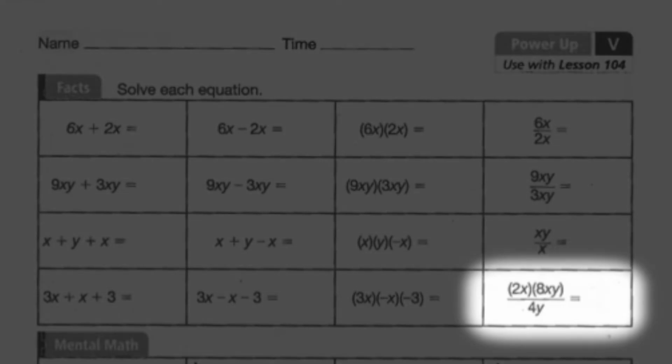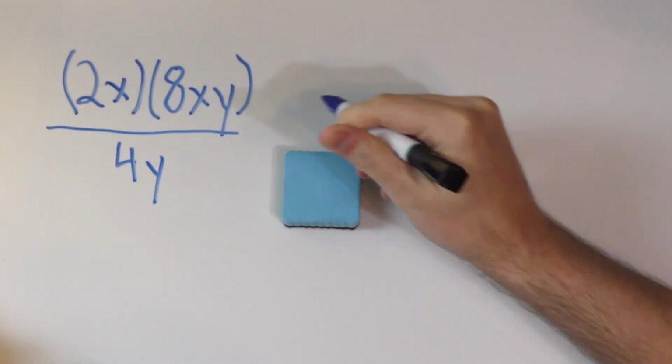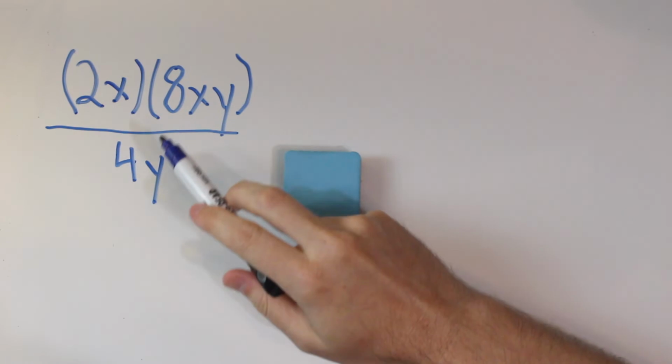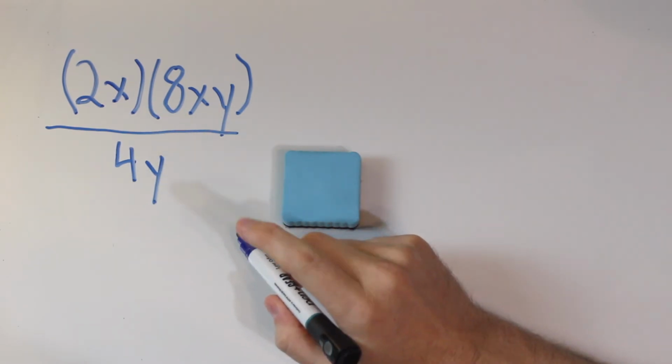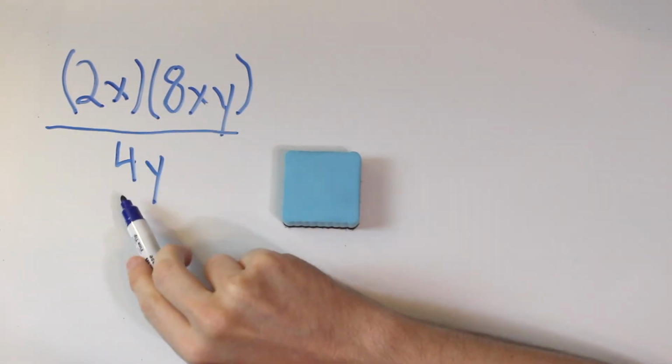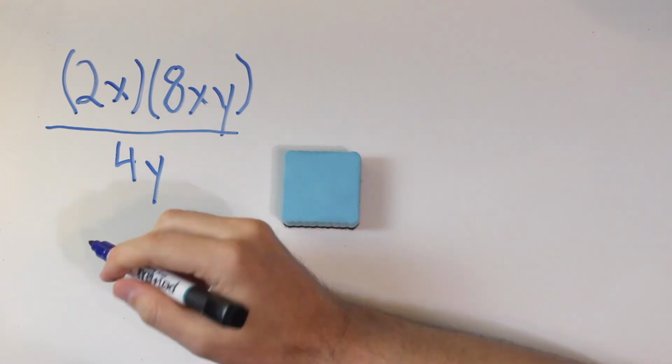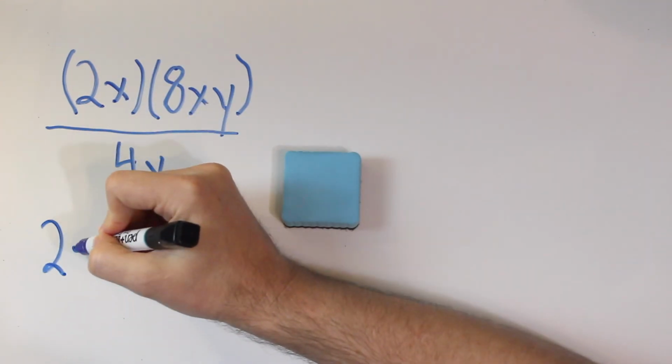Finally, we have 2x times 8xy over 4y. For this problem, which has multiplication and division, it will help you to write out 2x, 8xy, and 4y in this way. 2x becomes 2 times x.